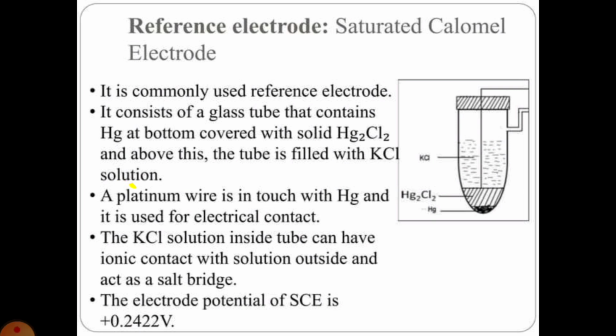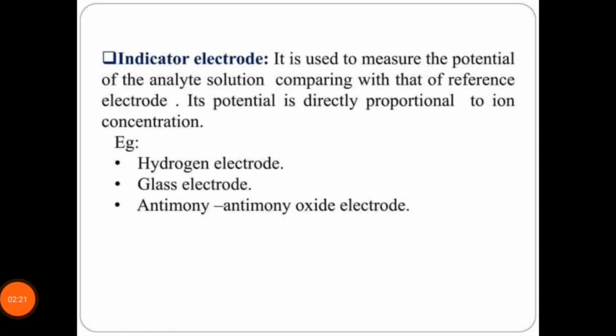The calomel electrode can be represented as Cl- | 1 molar Hg2Cl2 | Hg. The advantage is that the potentials stay stable for a long time. The disadvantage is that this electrode cannot be used above 50 degrees Celsius.